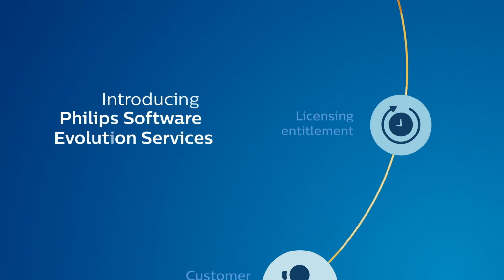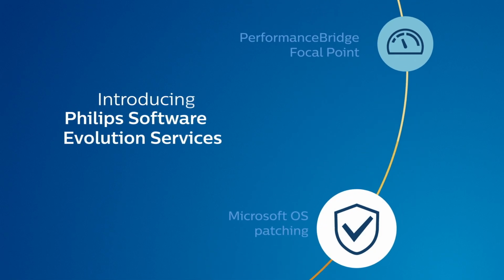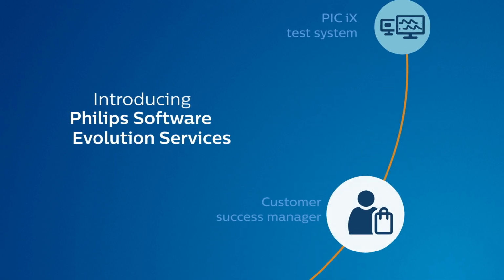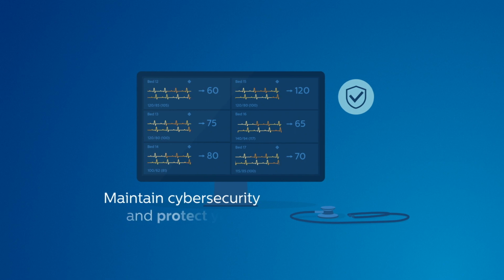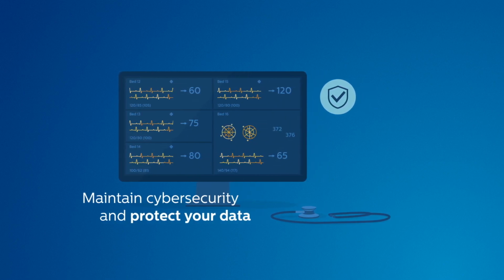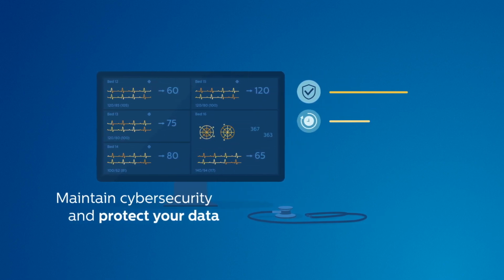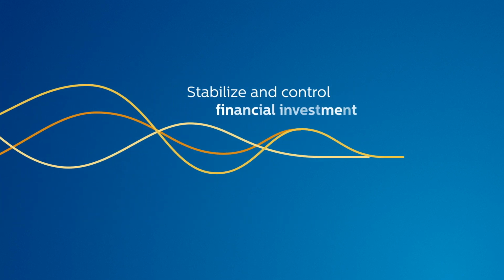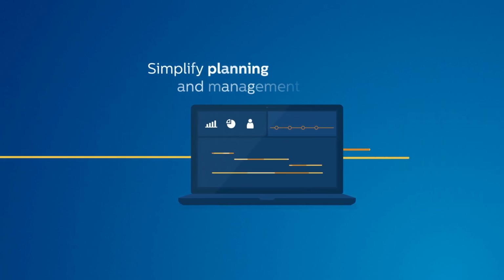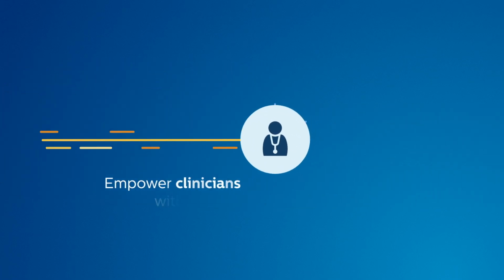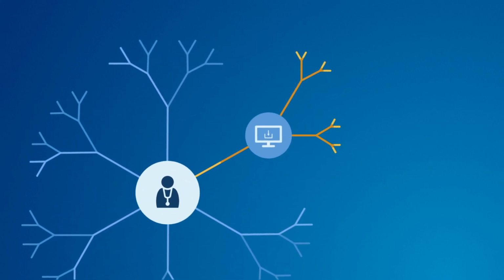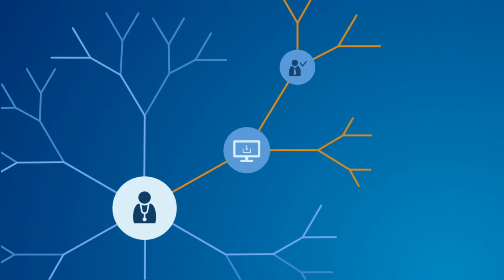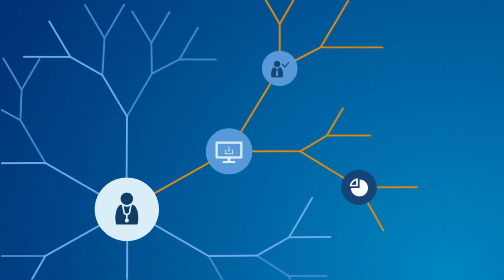Introducing Software Evolution Services from Philips. Software Evolution Services make it easy to maintain cybersecurity and protect your data with all the latest security patches, application upgrades, and enhancements. Stabilize and control financial investment. Simplify planning and management. And empower clinicians with the knowledge they need, ranging from essential software functionality to system administration to advanced clinical decision support.